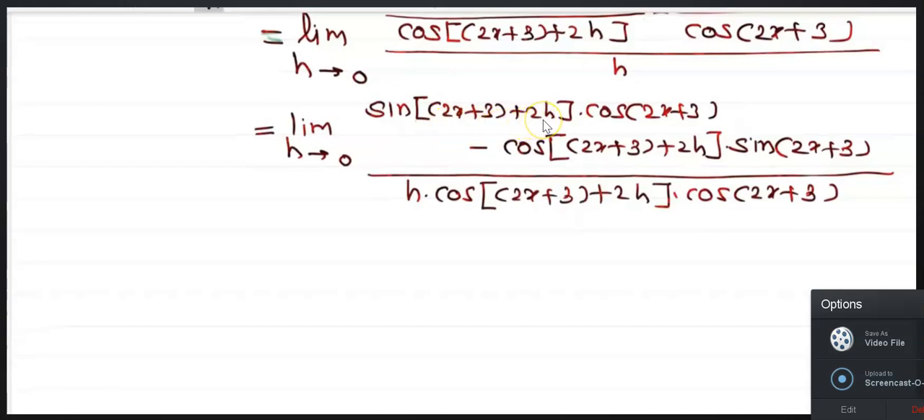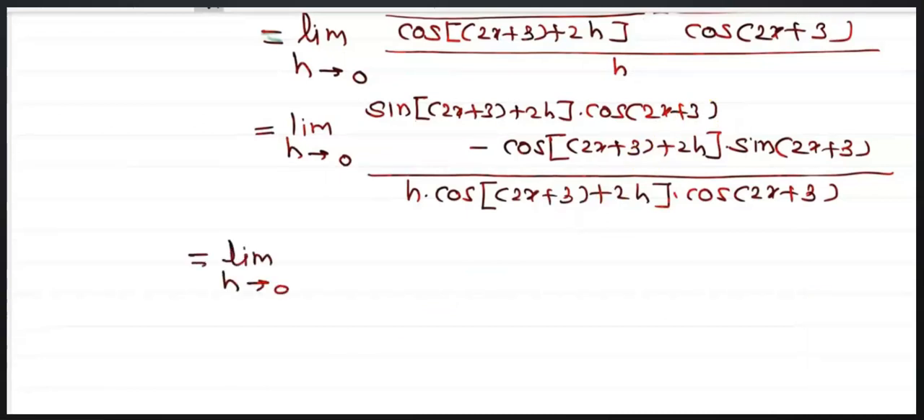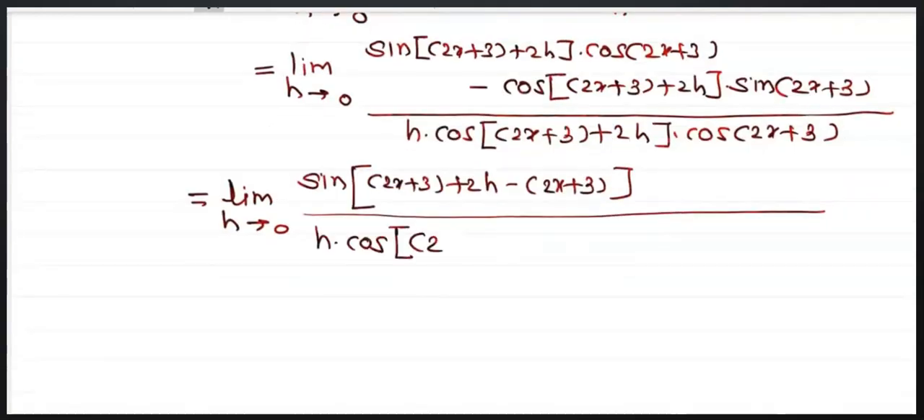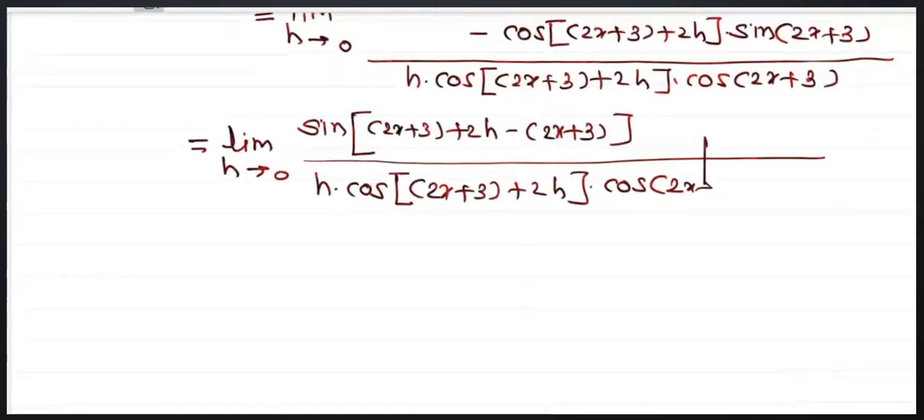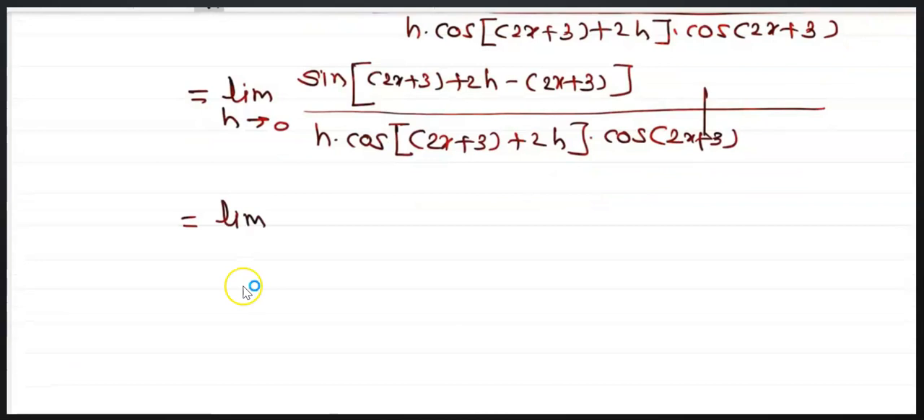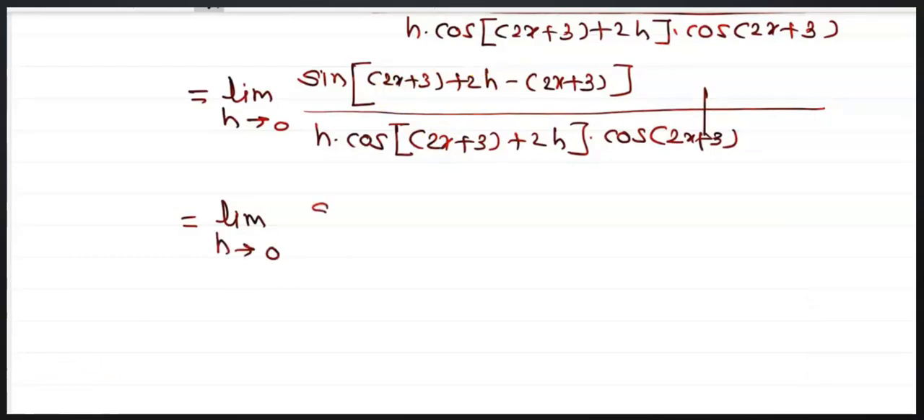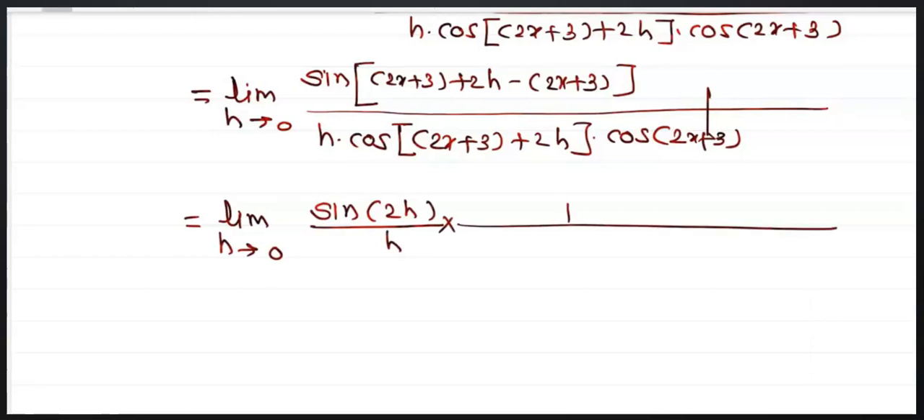Now see this here. Limit h tends to 0, sine of 2x plus 3 plus 2h minus 2x plus 3 upon h in bracket cos of 2x plus 3 plus 2h cos of 2x plus 3. And now see this, 2x plus 3, this 2x plus 3 gets cancelled. You will get sine of 2h. That is the limit h tends to 0, sine of 2h upon h into 1 upon cos of 2x plus 3 plus 2h into cos of 2x plus 3.